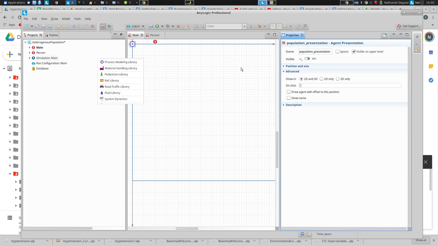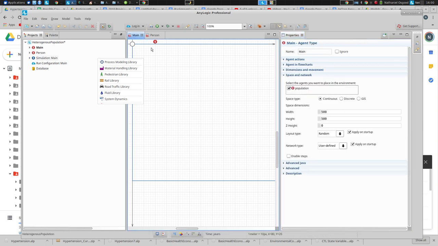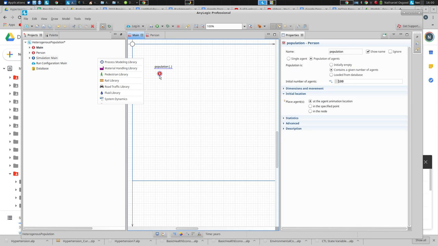Okay, so anyway, we have a population of agents that are shown. This population of agents is currently entirely homogeneous, right? They're entirely the same. They all look identical. Their only difference is their location.